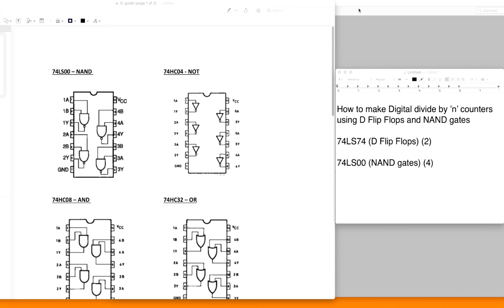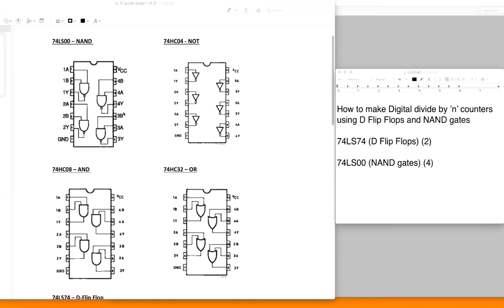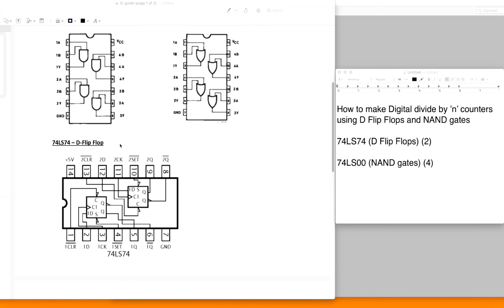Hello. Today I wanted to show you how to build digital divide by N counters using two different common ICs, the 74LS74 chip, which contains 2 D flip-flops, and the 74LS00 chip, which contains 4 NAND gates. Here is the pinout diagram for the NAND gate IC, and then here's the pinout diagram for the D flip-flop IC.